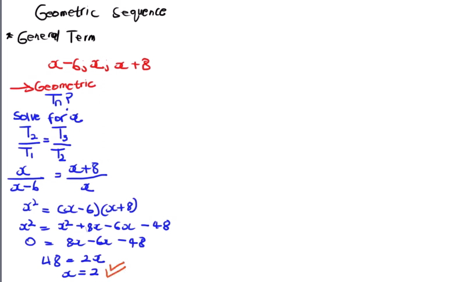If x is equal to 2, how does our sequence look? We just put x back in. For the first term, we'll have 2 minus 6, which gives negative 4. For the second term, we'll have 2, and for the third term, 2 plus 8, which gives 10. They've told us this sequence is geometric, so let's see if we made a mistake somewhere.